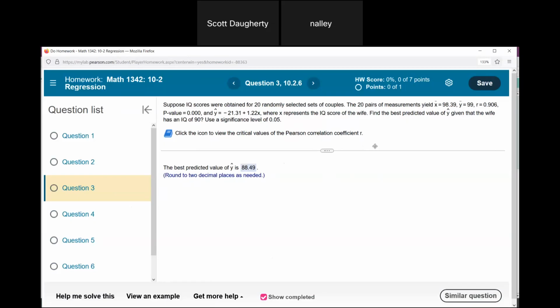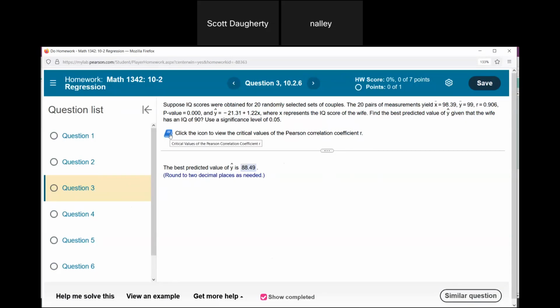So the first thing we need to do is make sure that the data forms a line before we use the regression line, right? If the regression line is valid, you would just plug 90 in for X into here and figure out what Y is, and that would be your best predicted IQ score for the husband. But we need to know whether the regression line is valid, and that, of course, we have to test and see whether we have a linear correlation between X and Y.